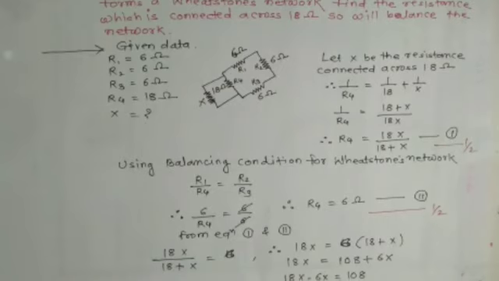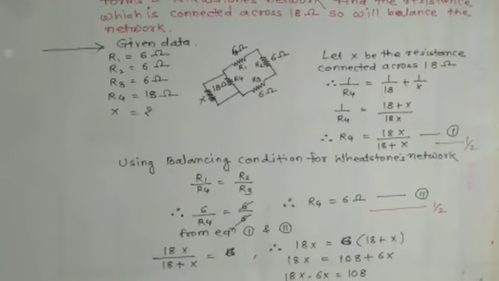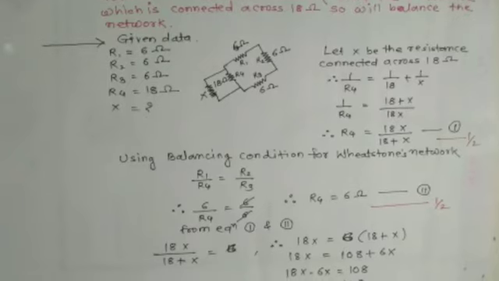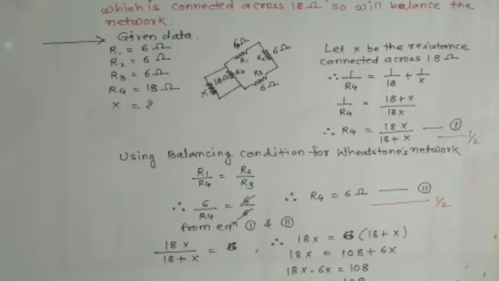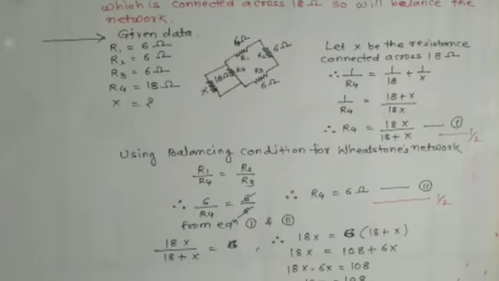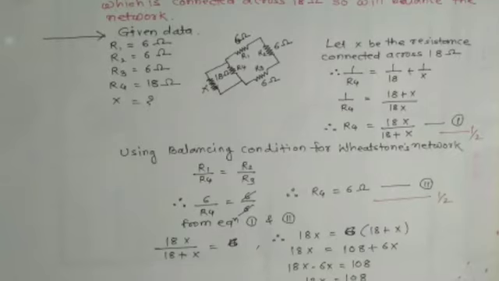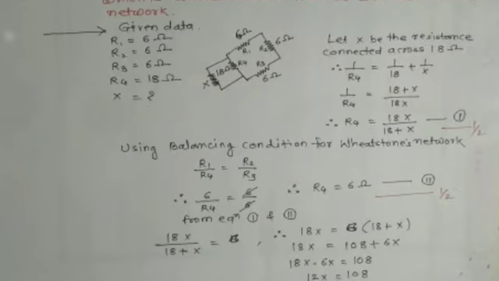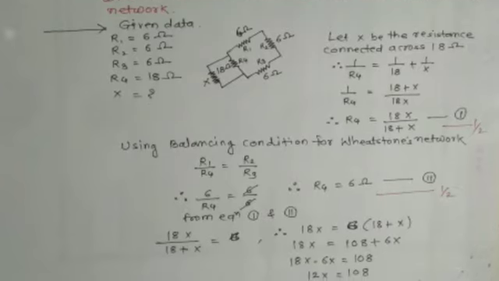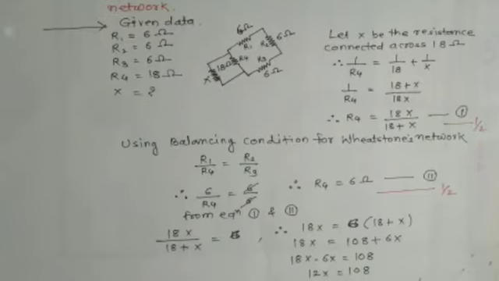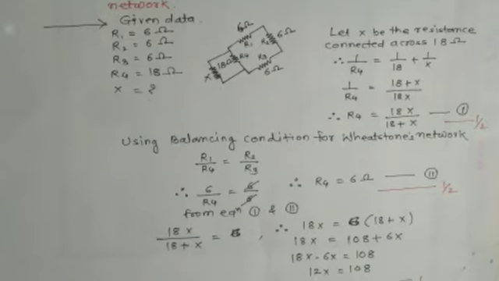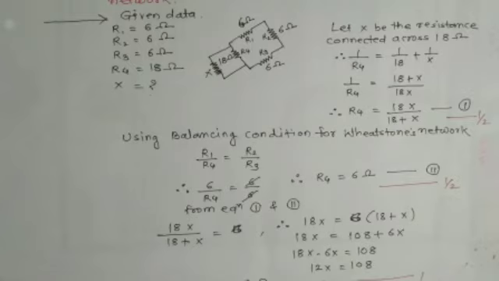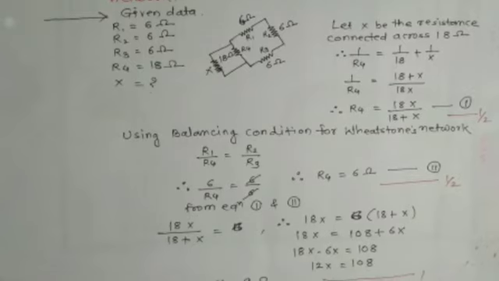Given data: R1, R2, R3 are 6 ohm, 6 ohm, 6 ohm, and R4 is 18 ohm. We need to find the value x, which is connected across 18 ohm. Let x be the resistance connected across 18 ohm in parallel. Therefore, 1 upon R4 is equal to 1 upon 18 plus 1 upon x. Then we can write R4 is equal to 18x upon 18 plus x. Suppose this is equation number 1.